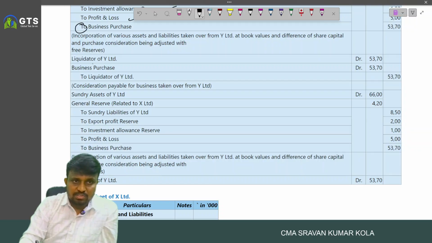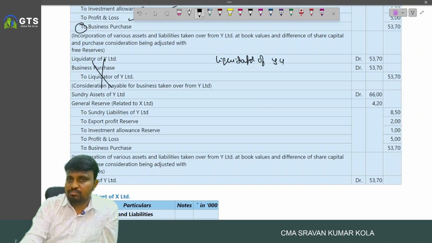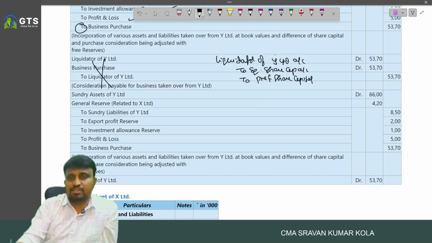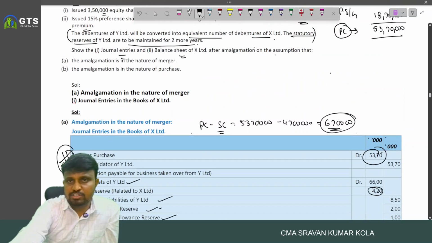So some entries are missed here, and we have to write the entry. Liquidator of Y Limited account debited to equity share capital account, to preference share capital account. Equity share capital is how much?